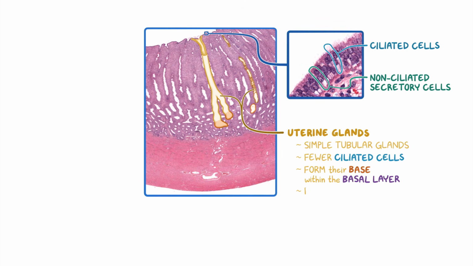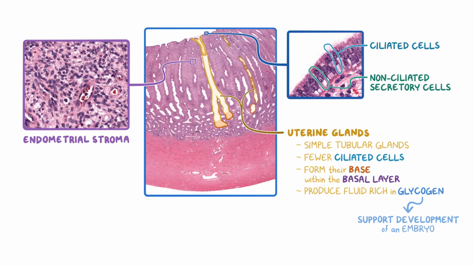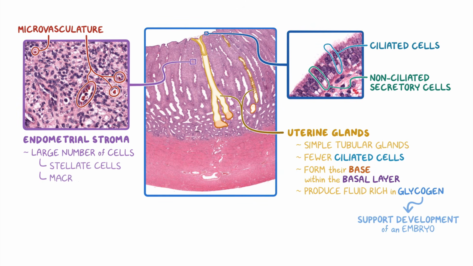The uterine glands produce a fluid rich in glycogen, which helps support the development of an embryo. The surrounding supportive tissue is the endometrial stroma, which contains an extensive microvasculature as well as a large number of cells, including stellate cells, macrophages, and lymphocytes.